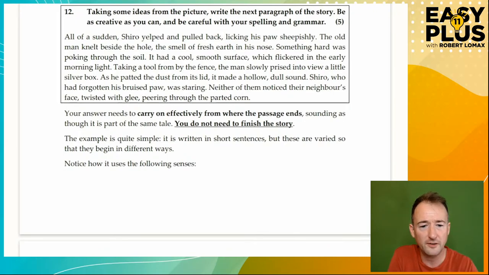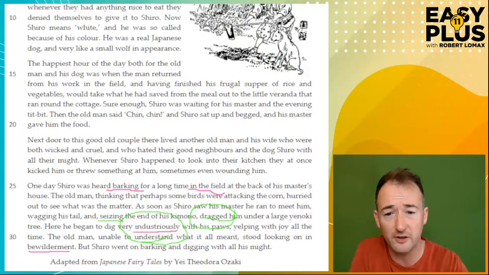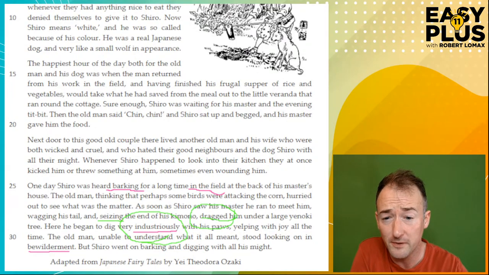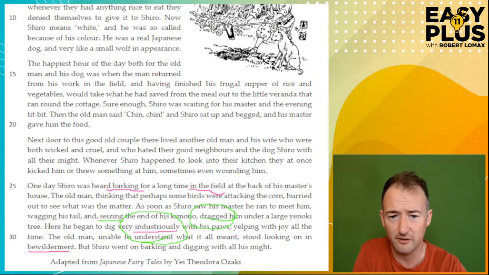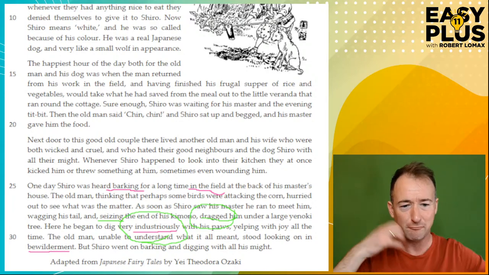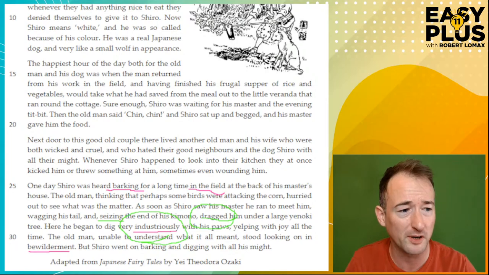So let's start off by going back to the text, actually. Oh no, what have I done? Just made a poor choice. So many poor choices. Let's go back to the text and just remind ourselves how it finished, because it's really important that your continuation continues. So they're in the field, and Shiro is digging, and the old man doesn't understand and is looking puzzled, but Shiro keeps barking, "I'm digging," really excited about something that he knows or believes is down there.